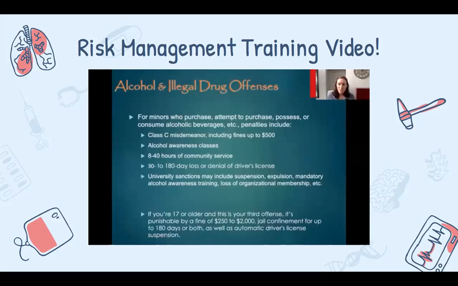So a few of these slides are about drug offenses and alcohol offenses. Know that these can be very expensive. So if you're a minor and you attempt to purchase, possess, or consume alcoholic beverages, the penalties include all of these things, which, as you can see, are pretty high. This is the smallest one of all of the ones I'm about to list, and so just that alone is pretty high. If you're 17 or older and it's your third offense, like for a DWI, up to $2,000, jail confinement for up to 180 days, and a driver's license suspension.